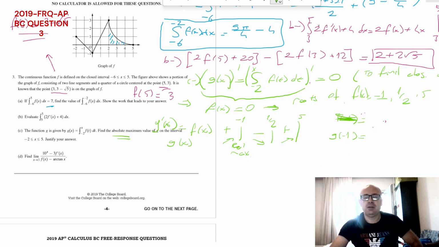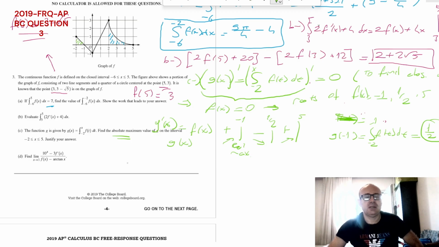So g of negative 1, look here, I have to substitute x equal to negative 1: the integral from negative 2 to negative 1 of f of t dt, and this is equal to, from negative 2 to negative 1, look at the area here, the green area, this is above the x-axis, so the integral and the area are equal to each other. This is 1 over 2.